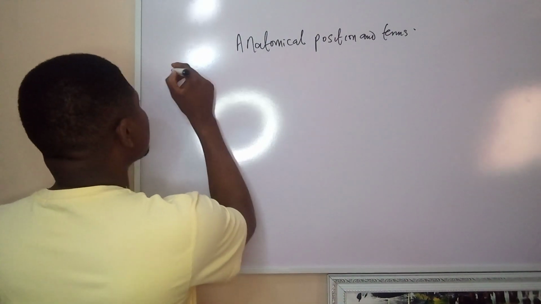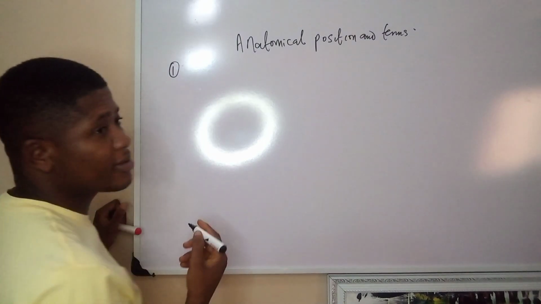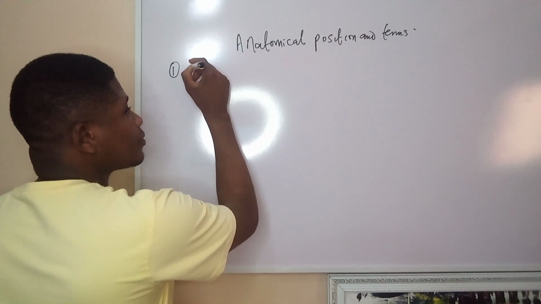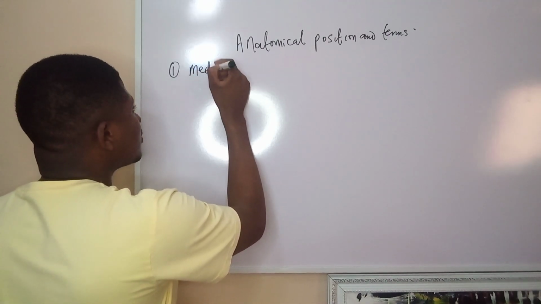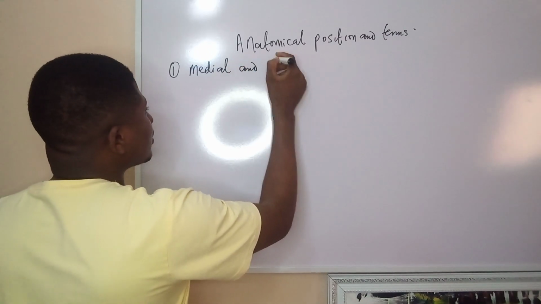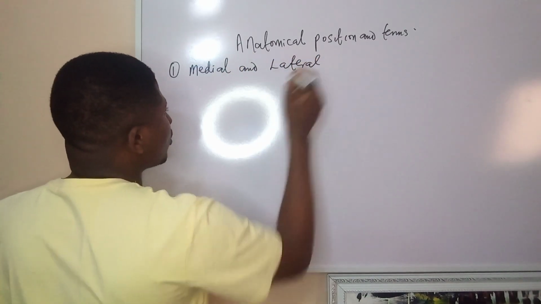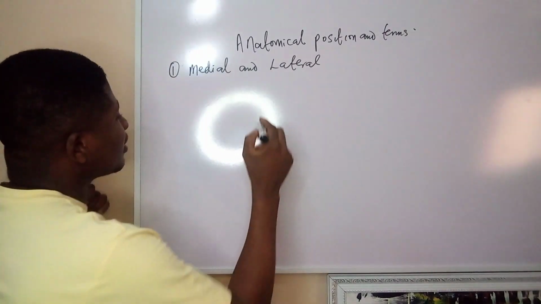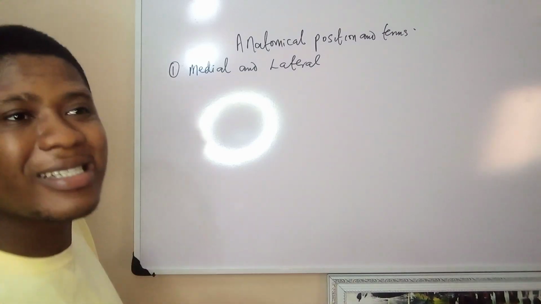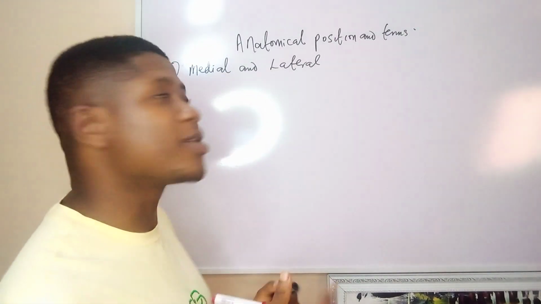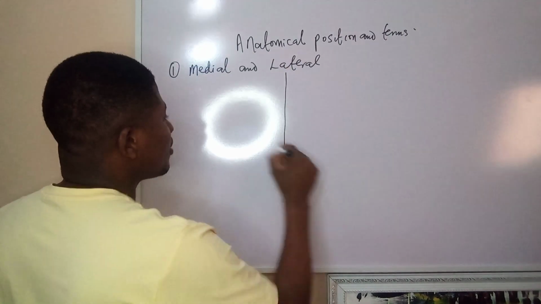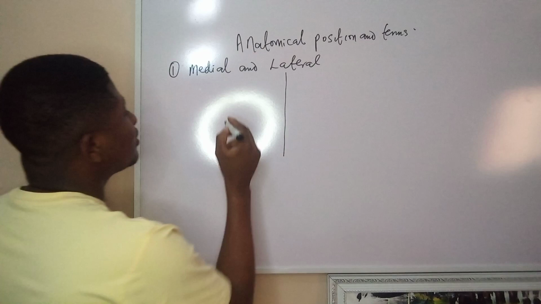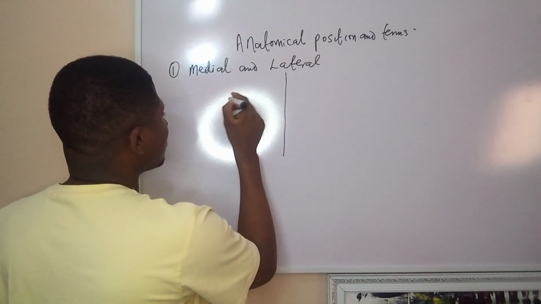We're going to look at, let's say, 8 of them or thereabout. Let's list them. We'll first of all start with medial and lateral. So medial and lateral is as regards a reference point, especially the midline. Let me say this is the midline, then let me say this is point A.